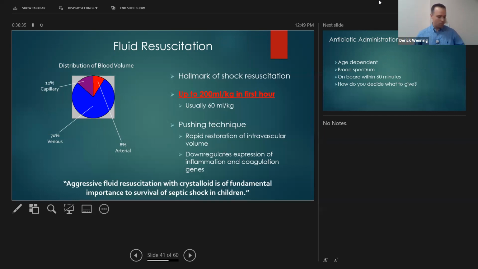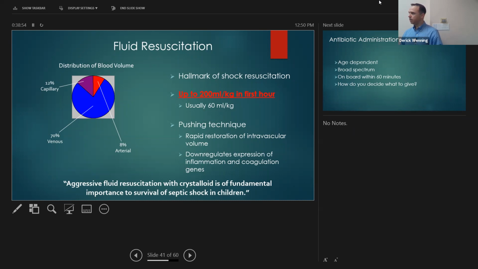You can give up to 200 mLs per kilo in the first hour, but usually you're going to give 60. You want 60 mLs per kilo in 60 minutes. And how you do this is you give 20 mLs per kilo every 20 minutes. So you give 20, and 20 times 3 equals 60. Rolling. All right, we're doing great.